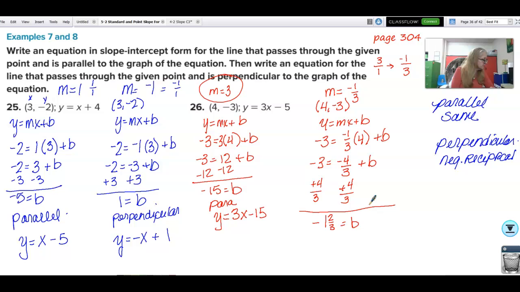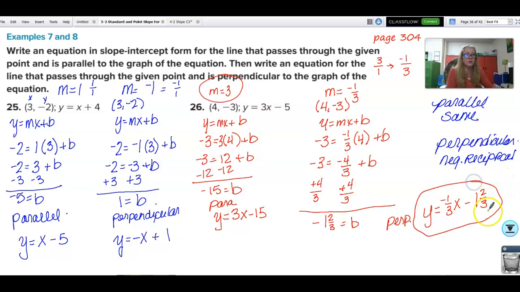Did I do that right? I want to make sure I'm telling you the right answer. Yeah, that's right. So the equation for the perpendicular line, the perp, would be y equals negative 1/3 x minus 1 2/3.